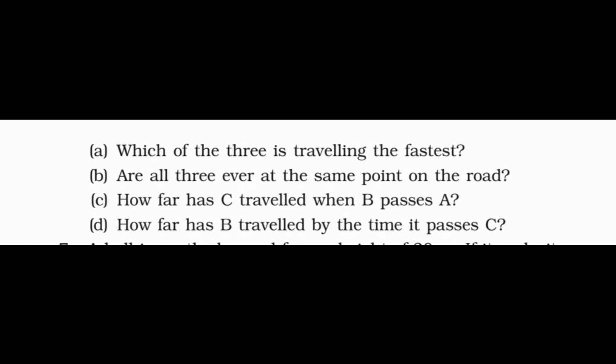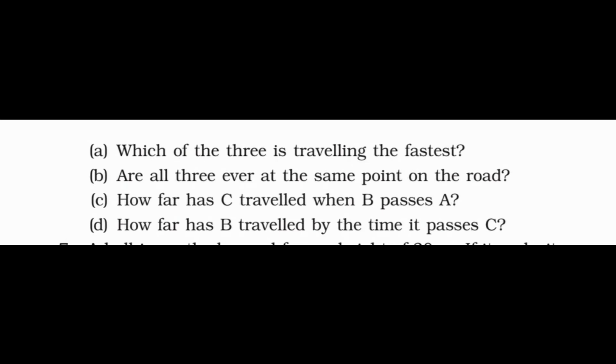Second question. Are all three ever at the same point on the road? For meeting at any point on the road, the respective distance and the time values must be the same for all the three objects at that point. As the three lines do not meet at a single point, the three objects never meet on the road.